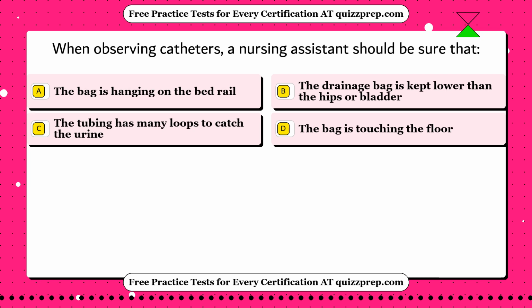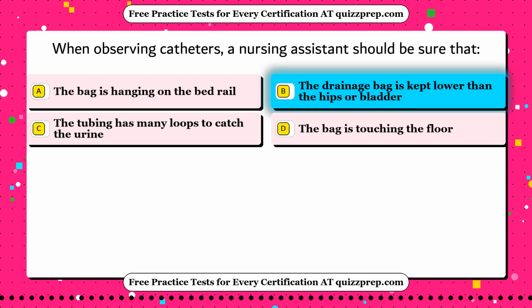Question 88. When observing catheters, a nursing assistant should be sure that: Option A, the bag is hanging on the bed rail. Option B, the drainage bag is kept lower than the hips or bladder. Option C, the tubing has many loops to catch the urine. Option D, the bag is touching the floor.